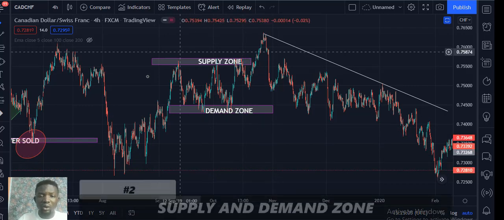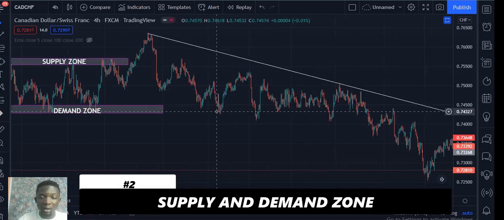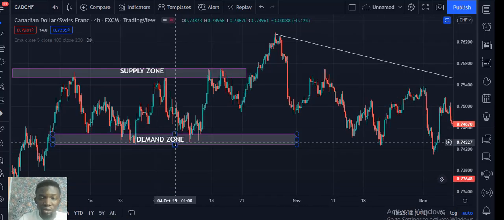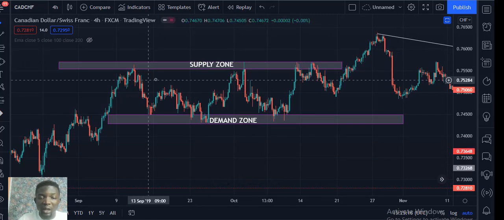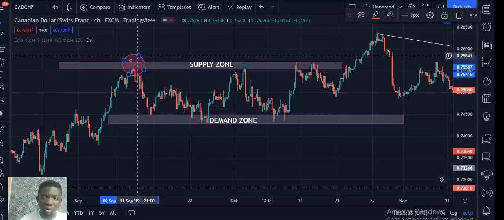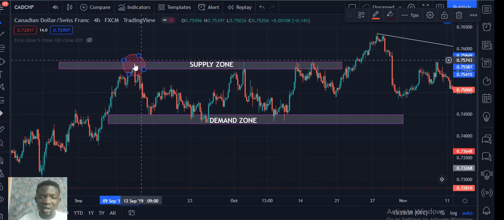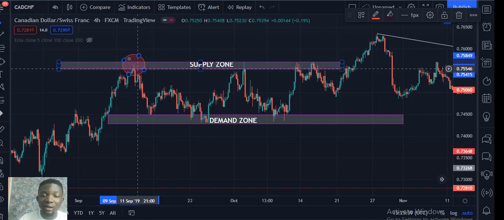Now quickly, let's look at this supply zone and demand zone. Looking at the supply zone now, what do you think is going to happen at this point? Now we are at the supply zone. That's where we'll take our sell entry, right? We're going to take our sell entry from our supply zone here, which will push the market to what?